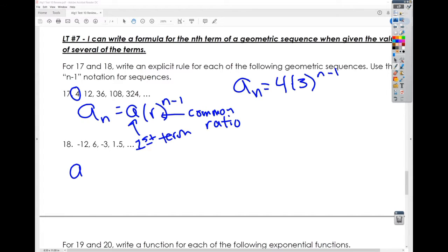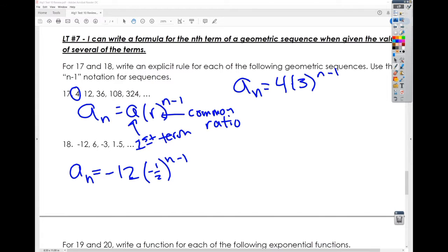And then for 18, we would start out at negative 12. Let's see what we get when we divide consecutive terms. 6 divided by negative 12 is negative 1/2. 1.5 divided by negative 3 is, once again, negative 1/2. So our constant ratio is negative 1/2. You can see that this is a problem where we get a negative value of r, which we haven't seen up to this point, but it doesn't change how we do the problem in any way. You can see that the value can be negative.